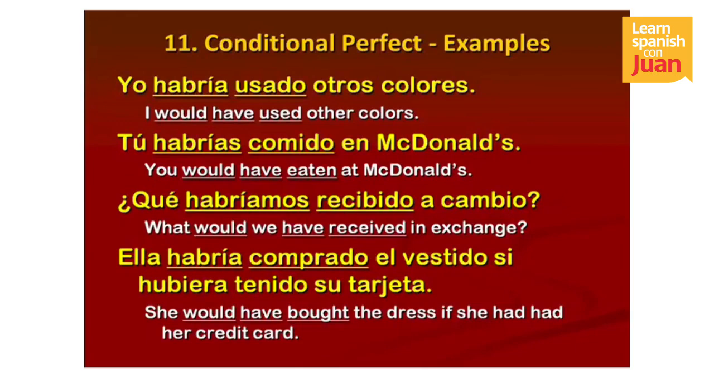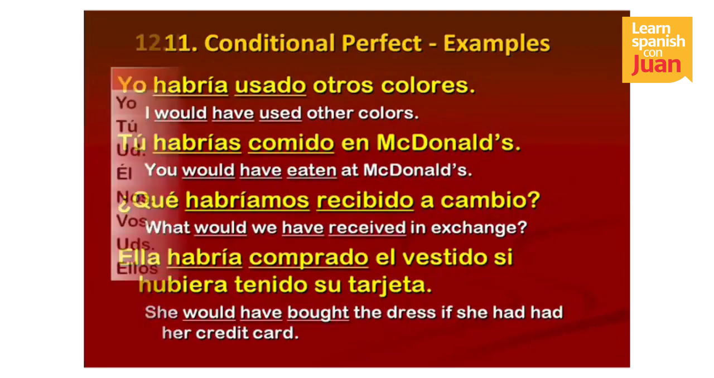What we have here is a complex if-then statement, right, about the past, where the if is false, contrary to fact, right? So she didn't have her credit card, but she would have bought the dress. We're using the conditional perfect for the then clause, the would have clause, right? The if clause, if she had had her credit card, is actually, we'll get to it in a second, but it's the past perfect subjunctive.